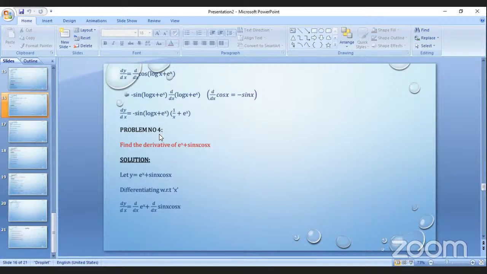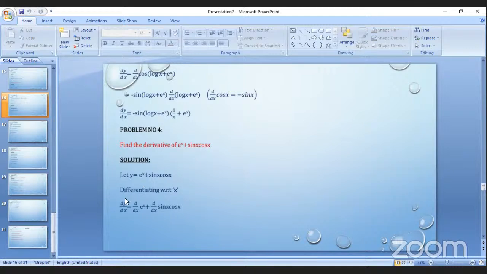Problem number 4. Find the derivative of e power x plus sin x into cos x. Let y equal to e power x plus sin x into cos x. Differentiate with respect to x.